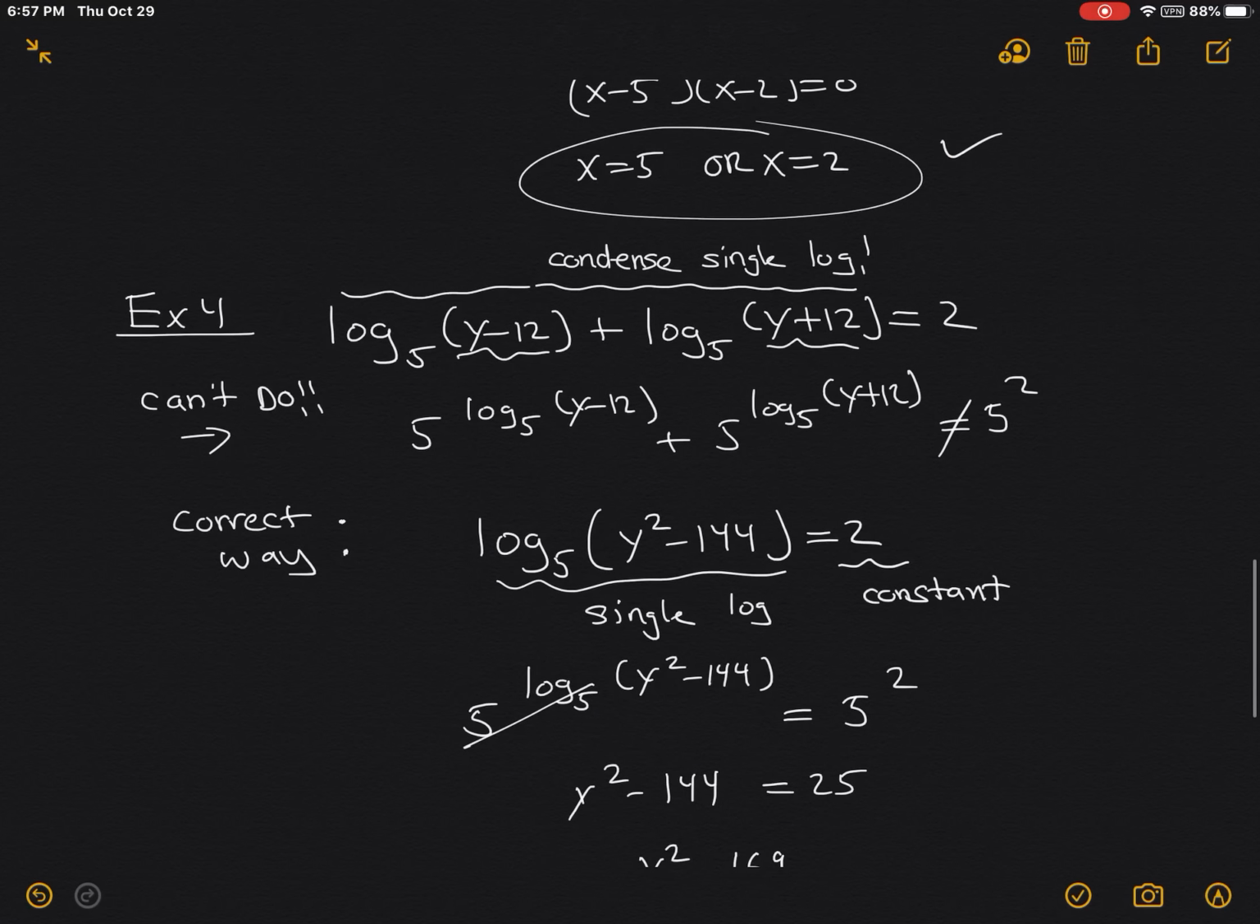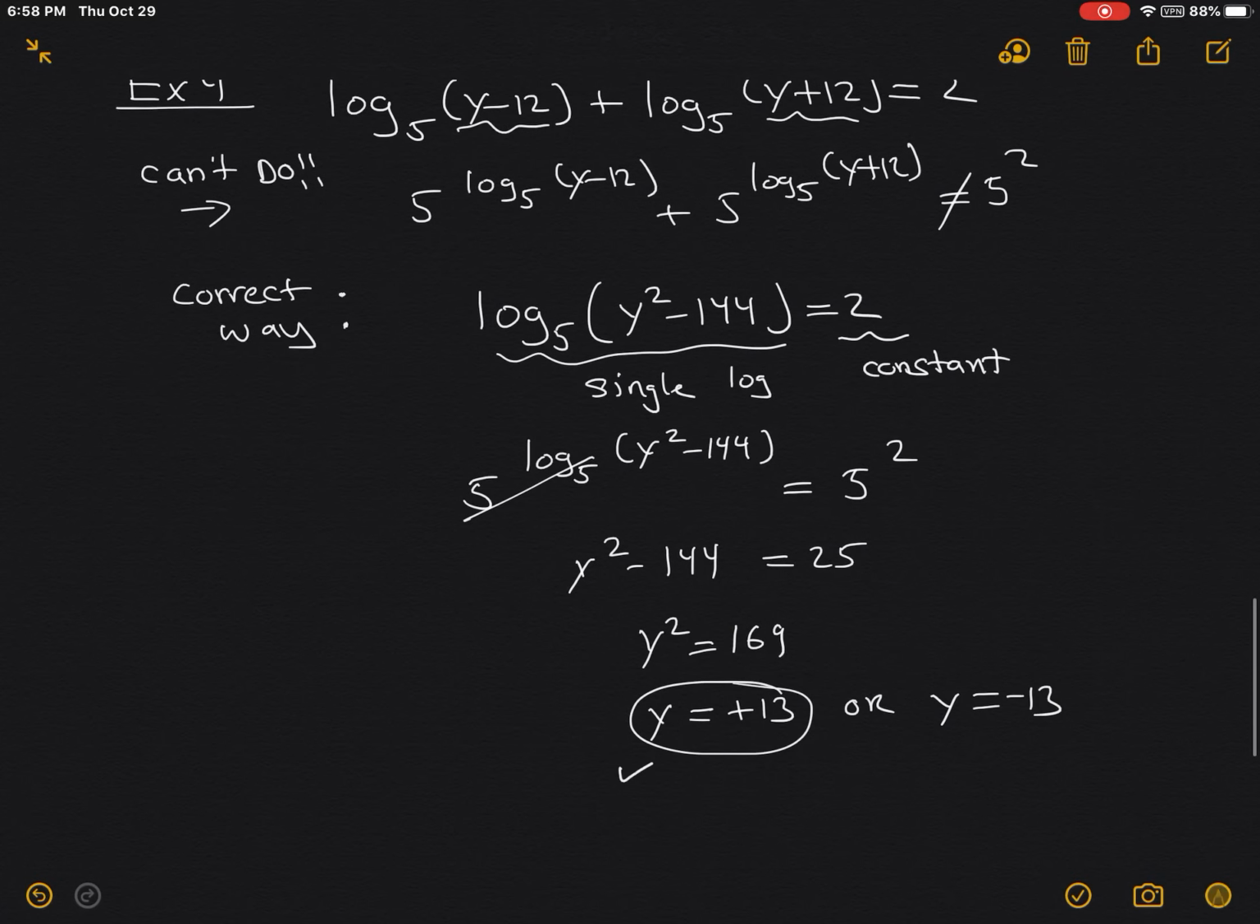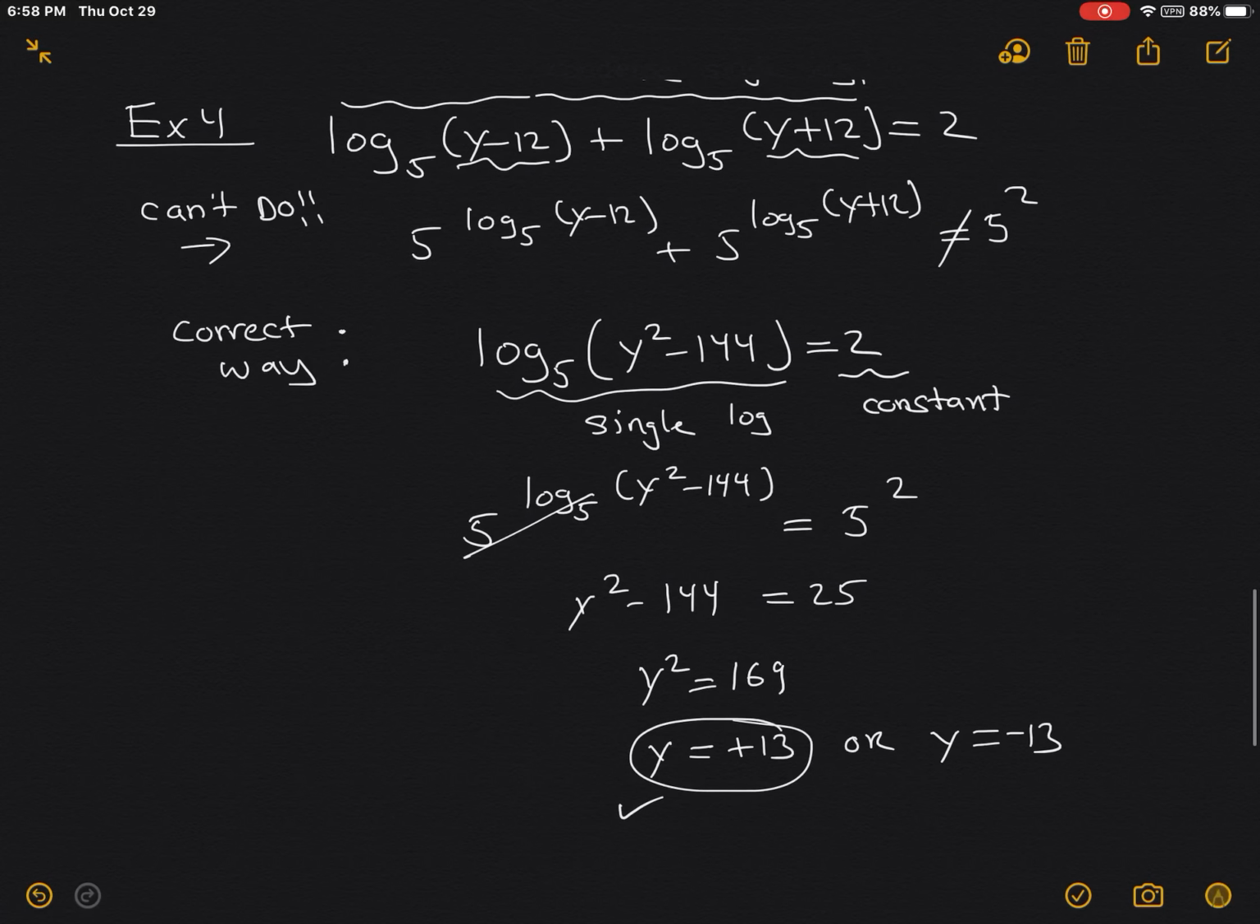Okay, now you have to check both of these answers. Y equals positive 13. If I plug it back in, 13 minus 12 is 1. So I'm good to go over here. It's a positive number. 13 plus 12, that is 25. Okay, so in fact, if you condense it, you should end up equaling 2, right? Because log base 5 of 1, 5 raised to what power gives you 1? That's going to be 0. Log base 5 of 25, right? When you plug in 13 over here, that's just 2, right? 2 plus 0 is equal to 2. So this actually checks, right?